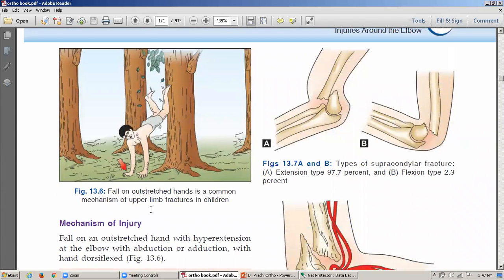In this diagram you can see that a fall on an outstretched hand is a common mechanism of upper limb fractures in children. Here in diagram A you can see the types of supracondylar fracture. Here is the extension type, that is 97.7%, and this is the flexion type, which is only 2.3%.